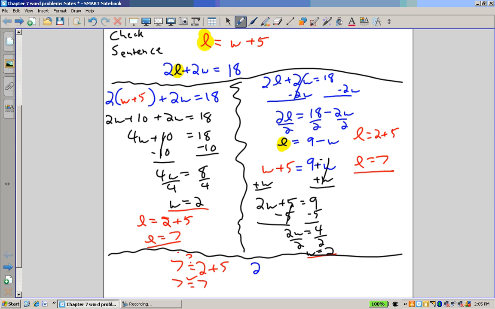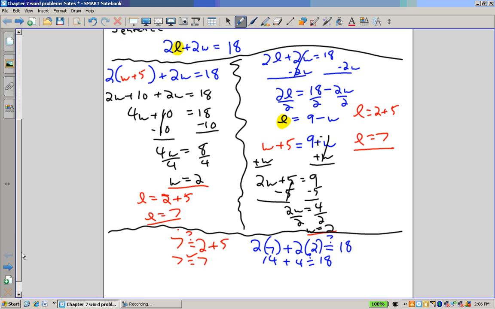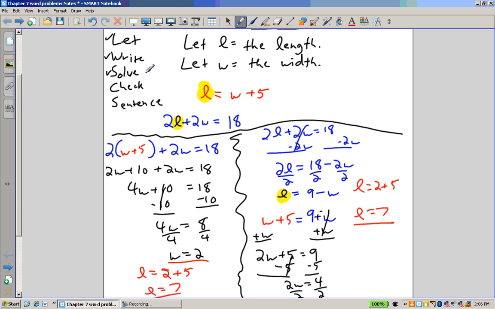2 times the length, well, the length is 7, plus 2 times the width, width is 2, equals the perimeter, which is 18. So I'm just copying this down but plugging in the variables. 2 times 7 is 14, plus 4, we think. 14 plus 4 is 18. And that works. So we have done let, write, solve.